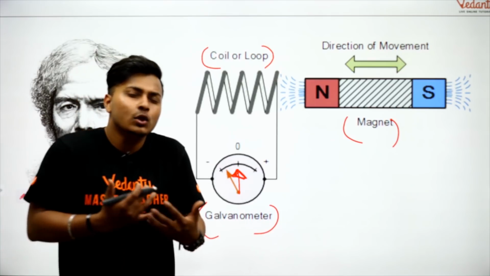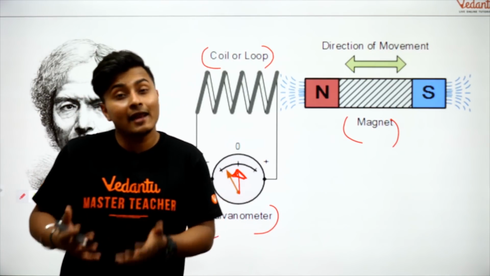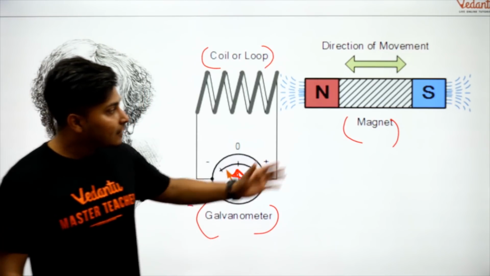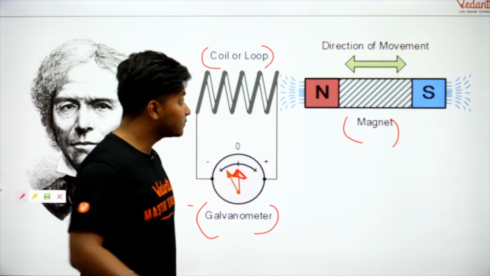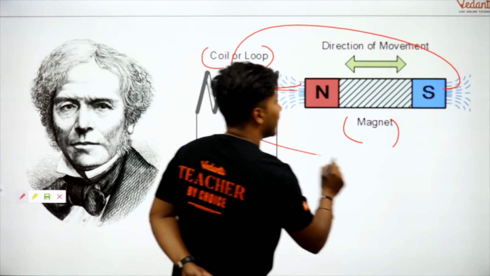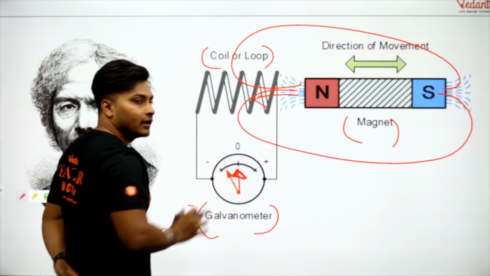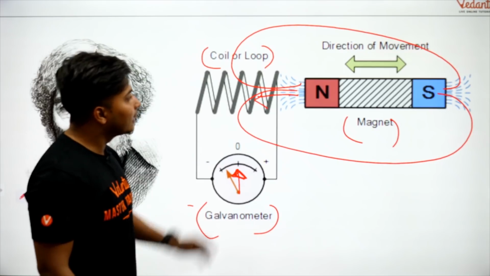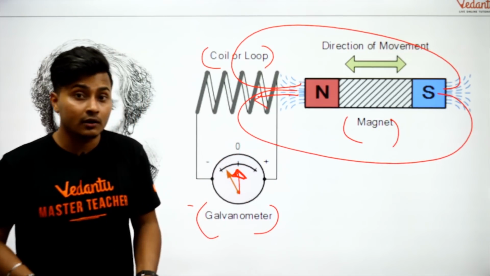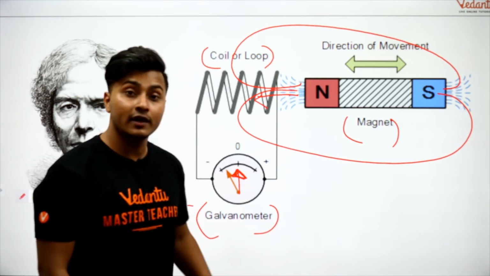That's what his hypothesis was: can I induce a current in a wire or a coil with the help of a magnetic field? The magnetic field produced by the magnet would get linked with this coil, come in contact with it, and start producing a current. That's what Michael Faraday thought, but that didn't happen. Obviously, the galvanometer didn't show any deflection.